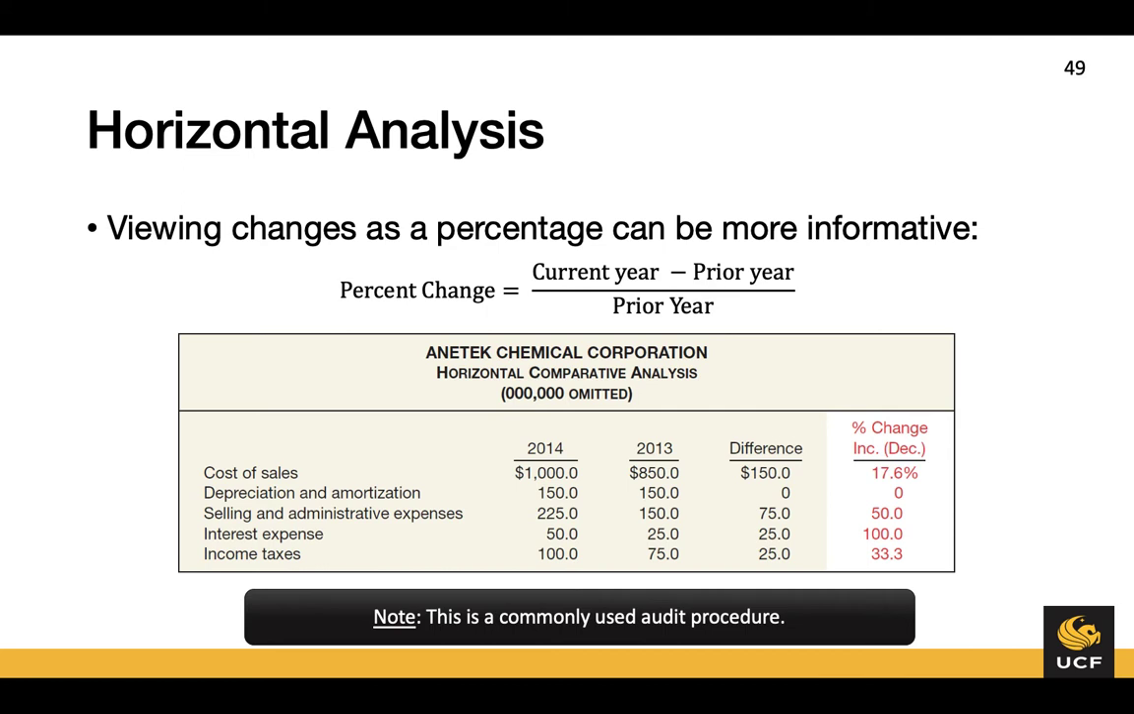This is a commonly used audit procedure. Those of you who have already had internships or taken audit have likely seen this before. Auditors will perform this calculation and then ask management to explain any significant changes.